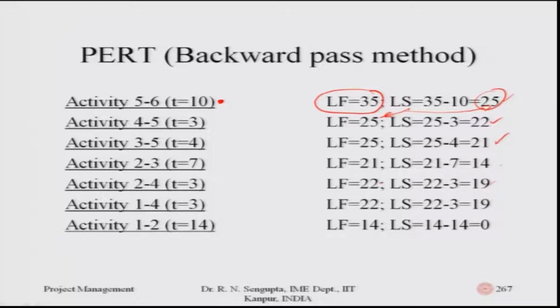When I come to 1-4, I find out that it is coming from the fact that when 4 and 5 would start. That was basically 22, which is the late start for activity 5. So, this 22 comes here, 22 minus 3, which is the duration for activity 1-4, was 3. So, 22 minus 3 is 19, and the last thing which I do is for activity 1-2.